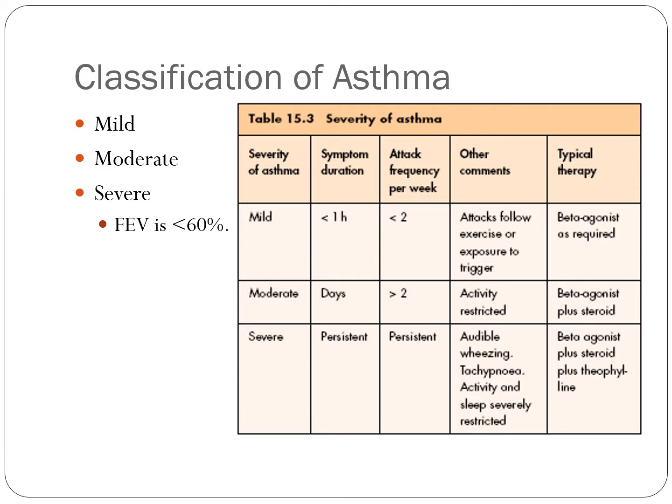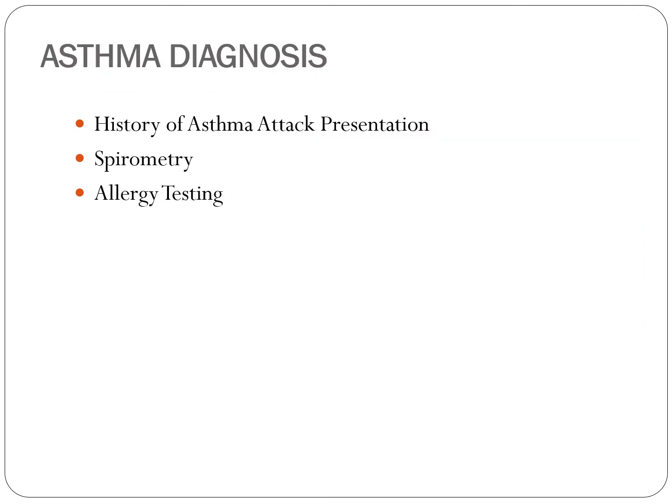In this case we will use beta agonists plus steroids. In severe cases, the asthma may worsen, the duration is longer, an audible whistling sound can be heard, and there is tachypnea, and sleep and activity are restricted. In this case we give beta agonists, steroids, and theophylline can also be used. How will you diagnose an asthma patient? First, the history of asthma attacks, spirometry, and allergic testing.